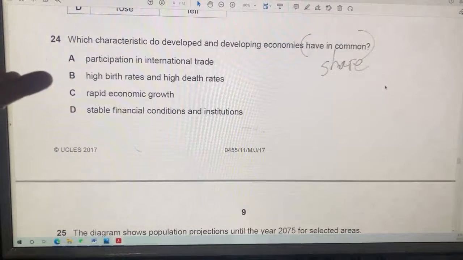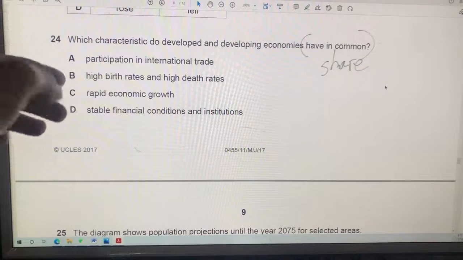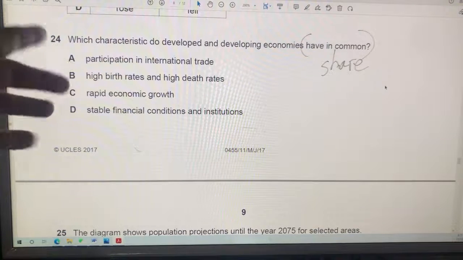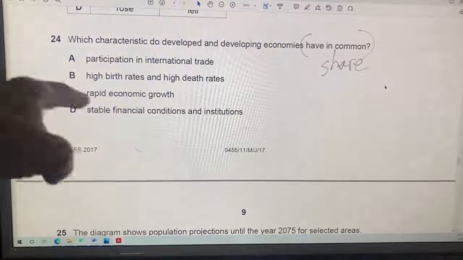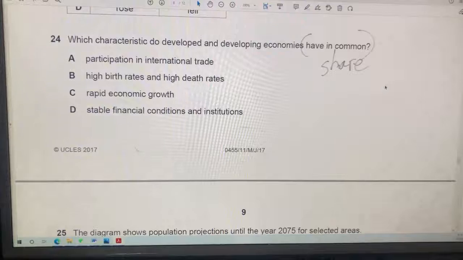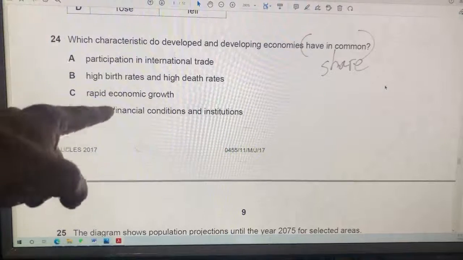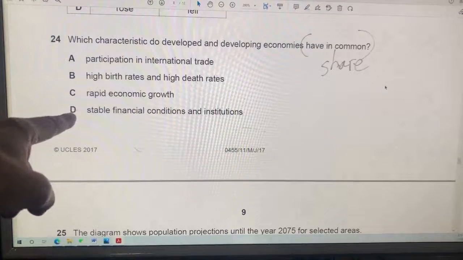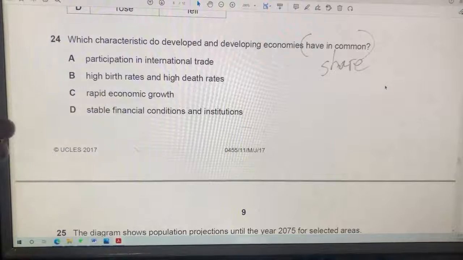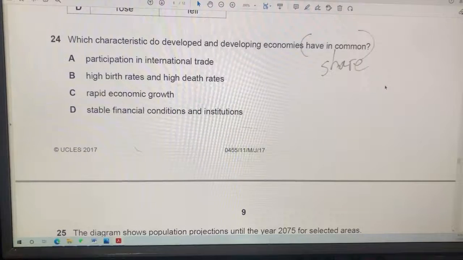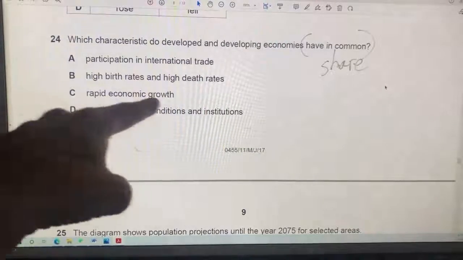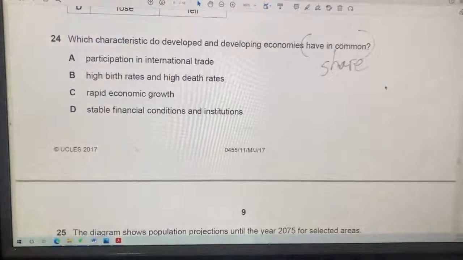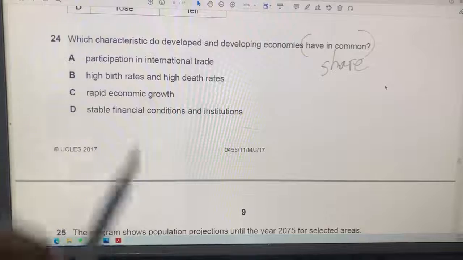High birth rates and high death rates. That's usually developing countries, but not necessarily. So B, toss it. C, rapid economic growth. That's usually for developing economies. And D, stable financial conditions and institutions. That's for developed economies. So I think the answer must be A for 24.